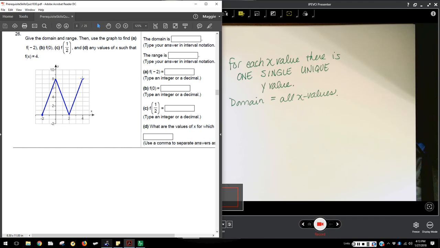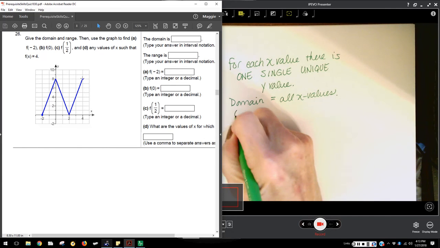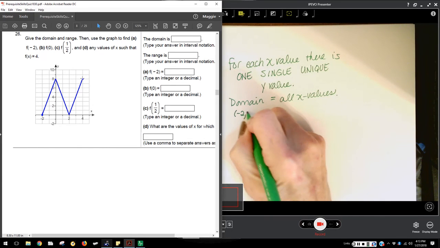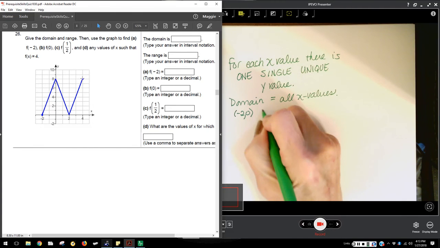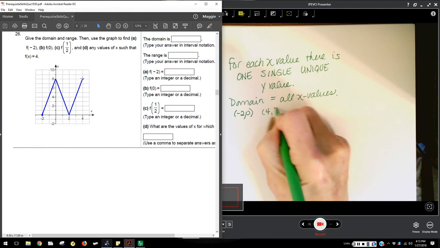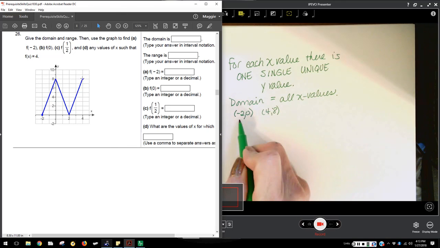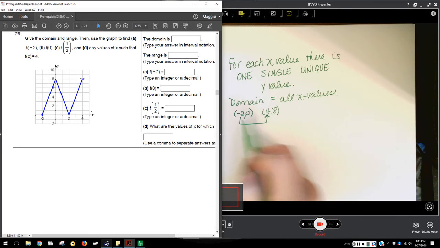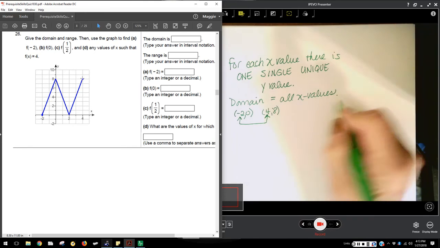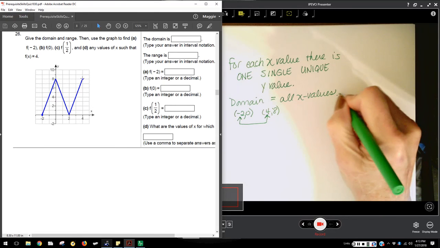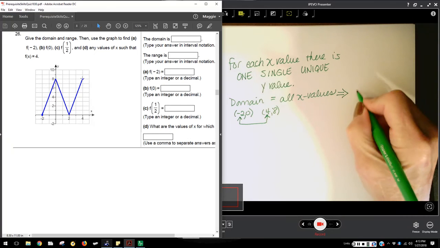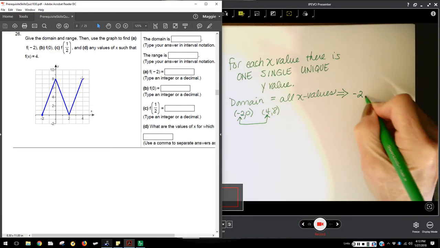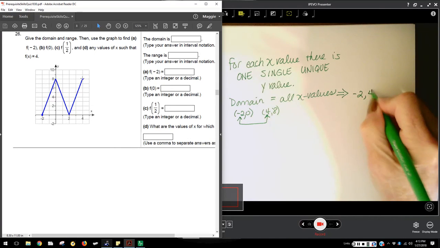So because its beginning point is the point (-2, 0), and its ending point is the point (4, 8), and I'm talking about domain, I'm only talking about those x values between those 2 points. So its domain is all of its x values, which in this case is all real numbers from -2 to +4.